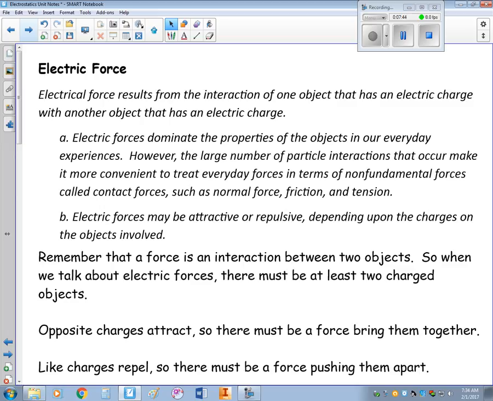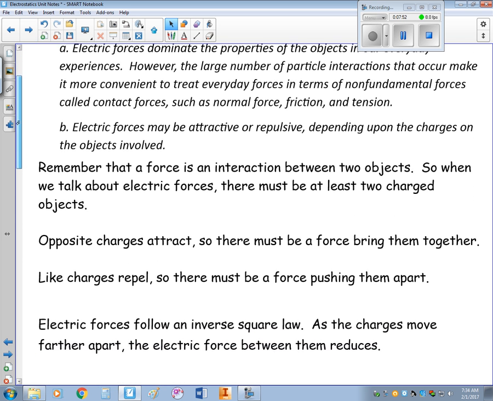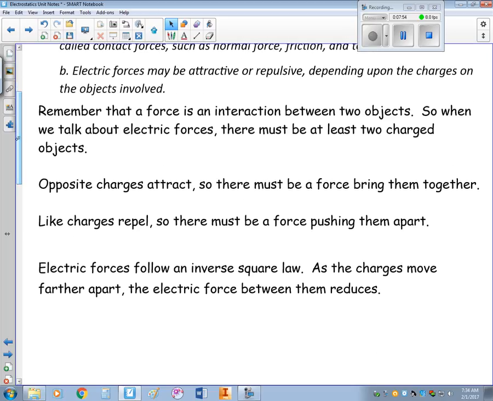So electric forces may be attractive or repulsive depending upon charges involved. So remember, likes repel, and unlike charges attract. So a force is an interaction between two objects. When we talk about electric forces, there must be at least two charged objects. Again, opposites attract, likes repel.